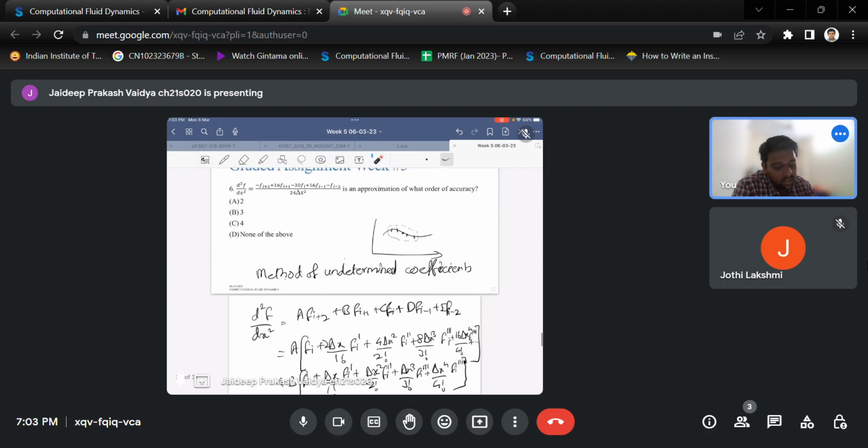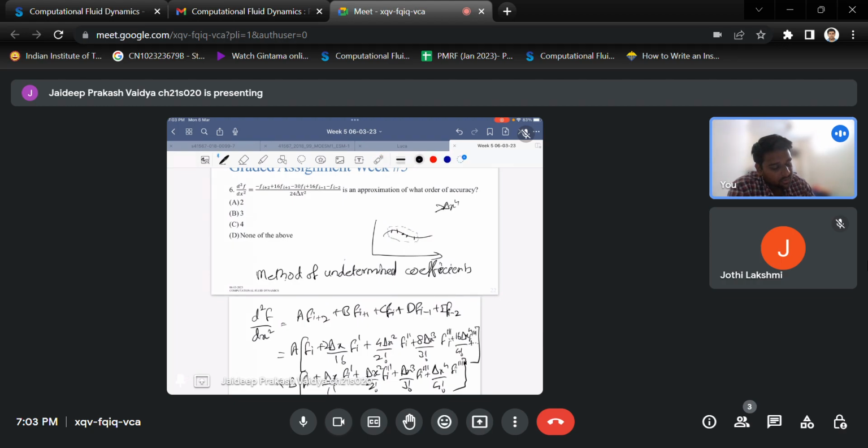So therefore the order of accuracy is actually greater than delta x raised to 4. That means it will be of the order of delta x raised to 5. So the correct answer is actually none of the above. A very high order of accuracy is obtained when we do it in this method.